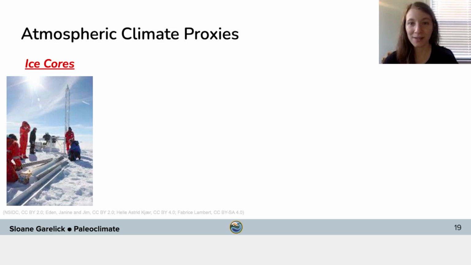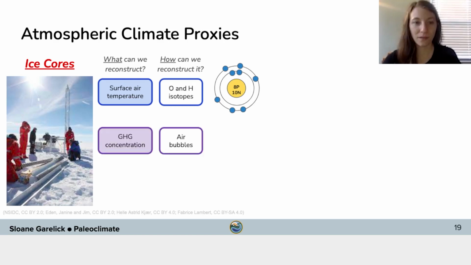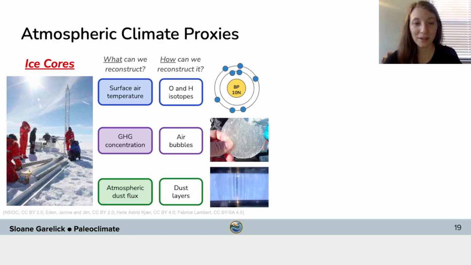And there are various proxies that we can measure in ice cores to reconstruct different climate variables. For example, paleoclimate records of surface air temperature can be made by measuring oxygen-hydrogen isotopes of ice cores. We can also reconstruct changes in greenhouse gas atmospheric concentrations by measuring the air bubbles preserved in the ice. And a final example is a reconstruction of atmospheric dust flux, which can be measured by measuring changes in the dust layers that are preserved in ice cores.